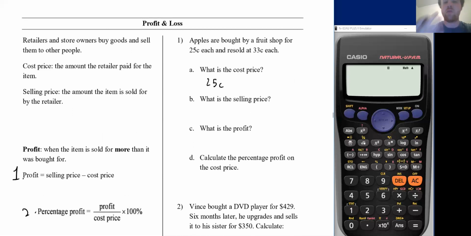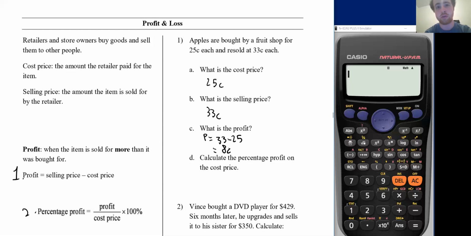So we're just reading, that's more of a comprehension question. What is the selling price? It's just whatever they resold it for, which is 33 cents in this question. What is the profit? To calculate profit, it's the selling price minus the cost price. So profit equals 33 minus 25, which is just going to equal 8 cents. 8 cents profit for every apple.